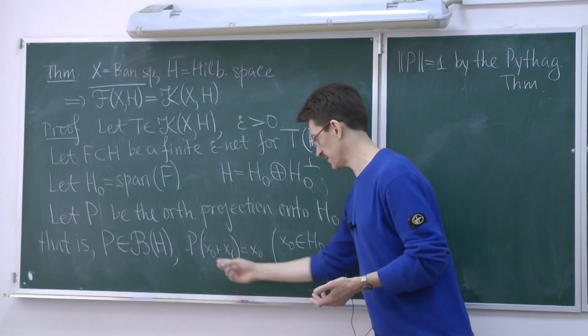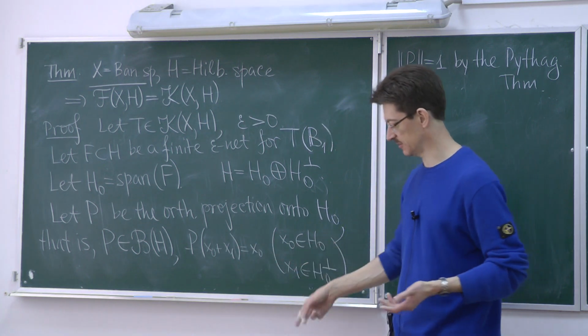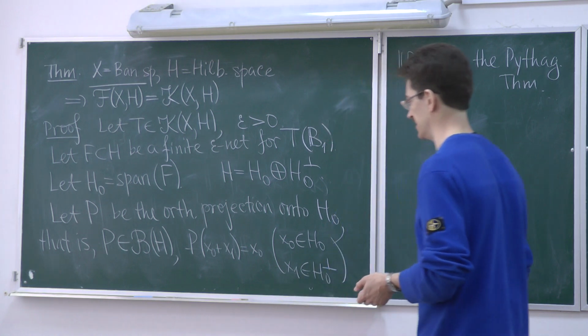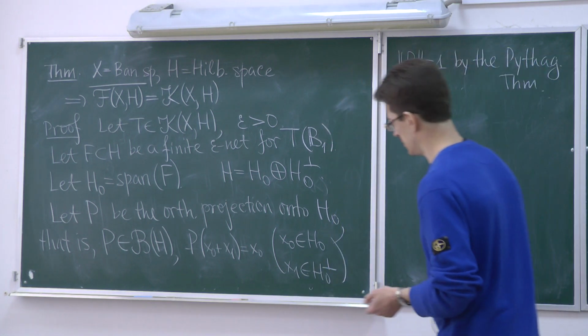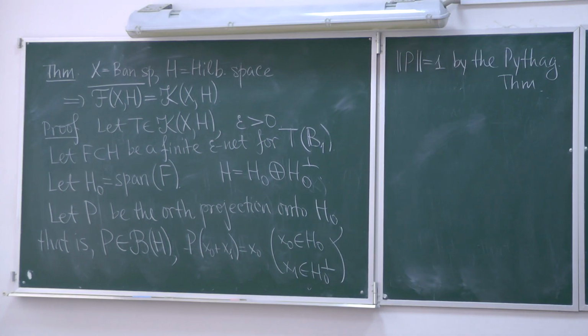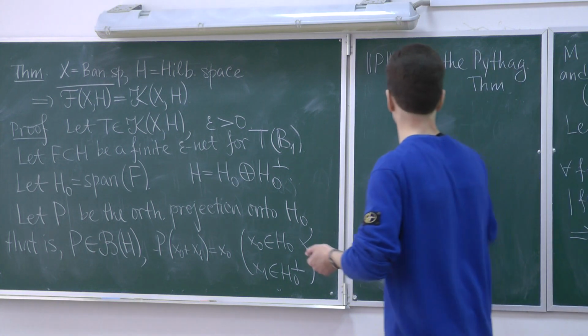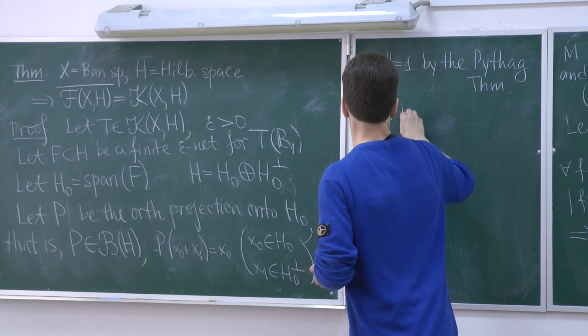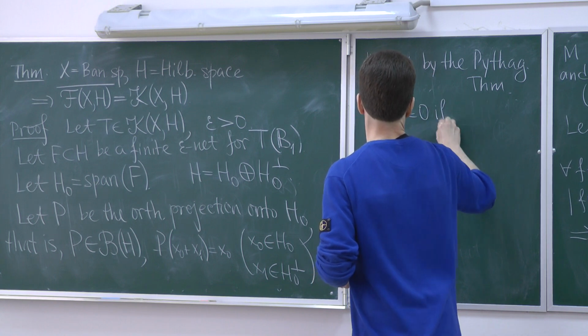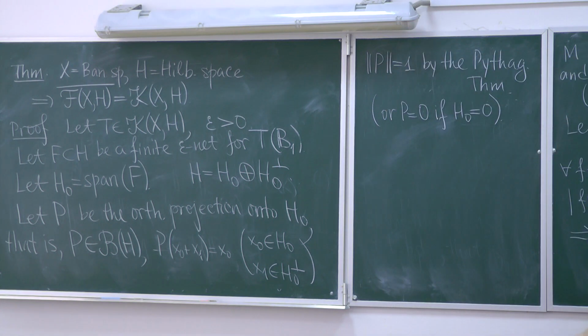Obviously, by the Pythagorean theorem, the norm of this sum is greater than or equal to the norm of x0, because the vectors are orthogonal to each other. And if x1 is 0, then this operator preserves the norm of x0, so its norm is 1. Of course, except for the trivial case where H0 is 0. But this is the degenerate case. In this case, there is nothing to prove.